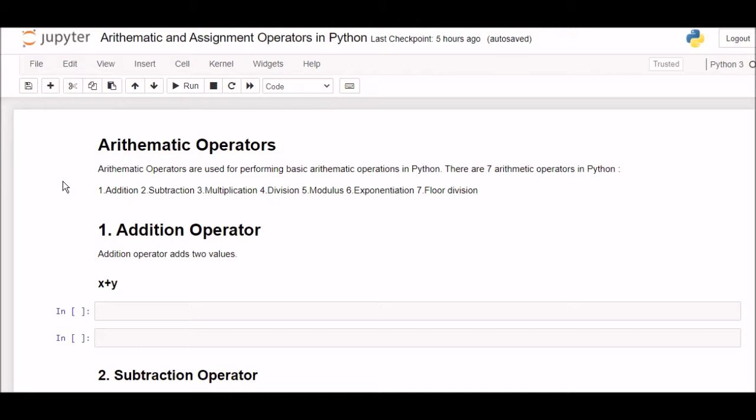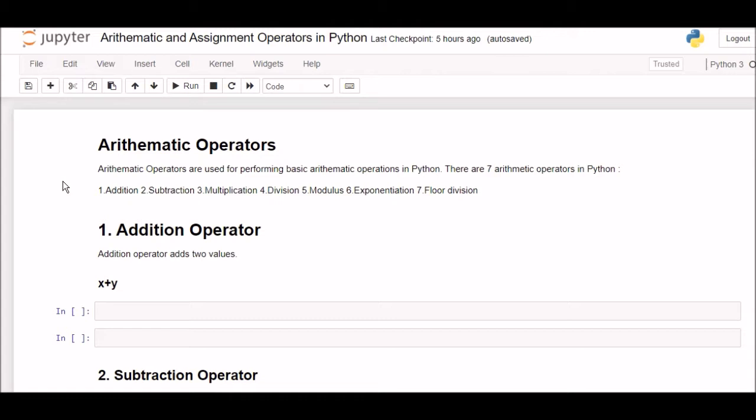In today's session, we will learn arithmetic and assignment operators in Python. Okay, so let's start with arithmetic operators in Python. What are arithmetic operators basically? Arithmetic operators are used for performing basic arithmetic operations in Python like addition, subtraction, multiplication, division, exponential, and many more.